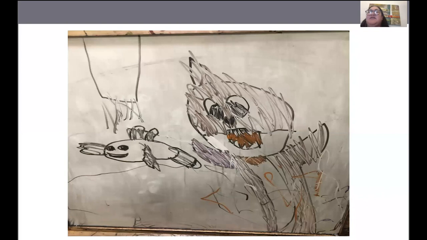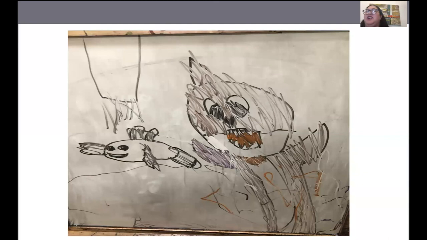And when I talked to the kid about it, I asked, tell me what's going on. And he said something to the extent of, this fish will be eaten, this fish will be eaten, this fish will be eaten. And you see the aggression in the picture. And it was kind of this very powerful moment.